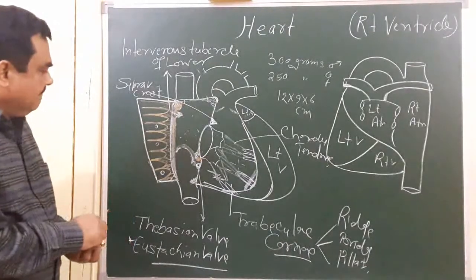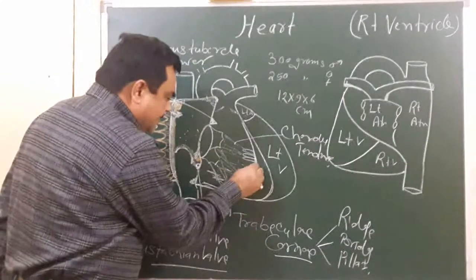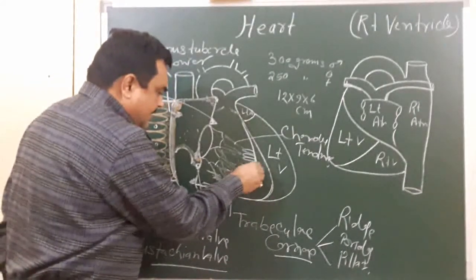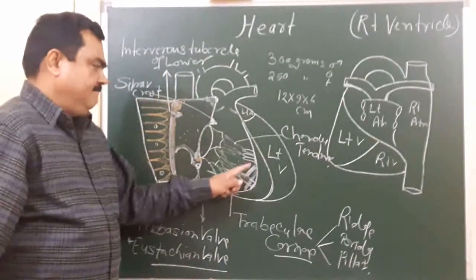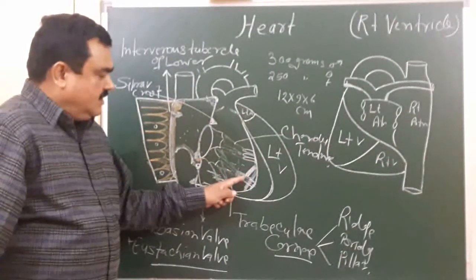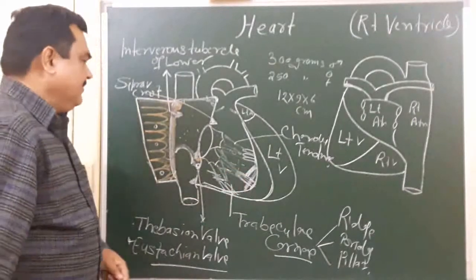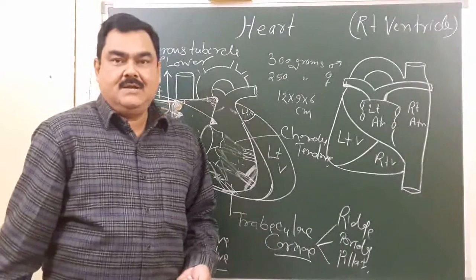Another important thing is the marginal band. The marginal band is present here, which connects the septal wall with the anterior papillary muscle. This is the marginal band. So this is all about the right ventricle.